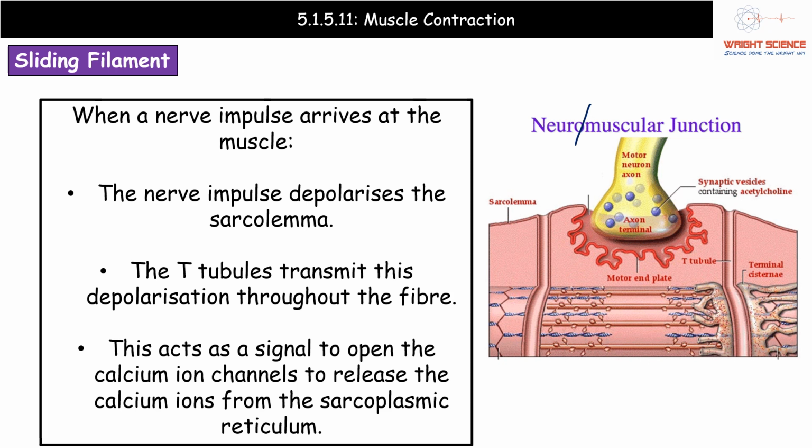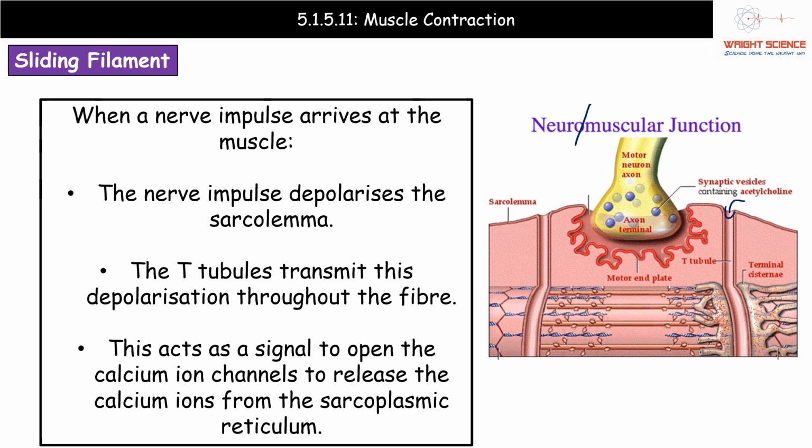When that nerve impulse arrives at the muscle, we see a depolarization of the sarcolemma, which is basically the membrane of our muscle. As a result of that depolarization, we have a transmission throughout the fibre down these structures called the T-tubules. You can see one of the T-tubules just here. So as the neuromuscular junction transmits that impulse across the synapse through the use of vesicles containing a neurotransmitter, we depolarize our sarcolemma and that travels down those T-tubules.